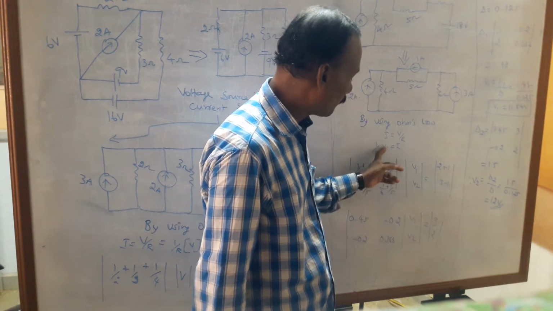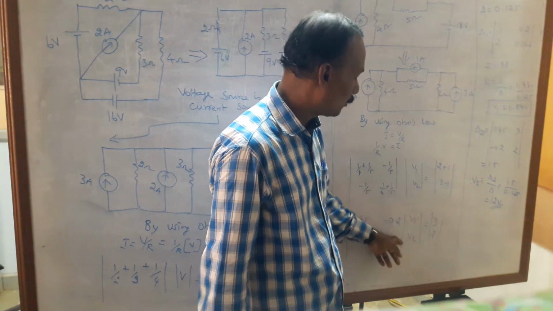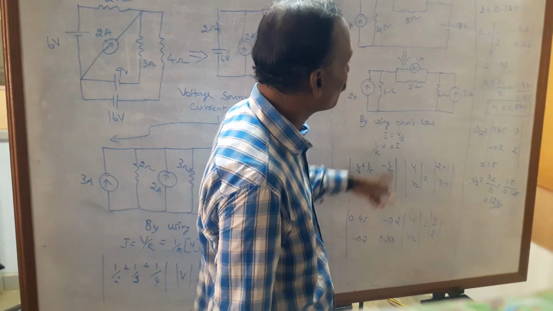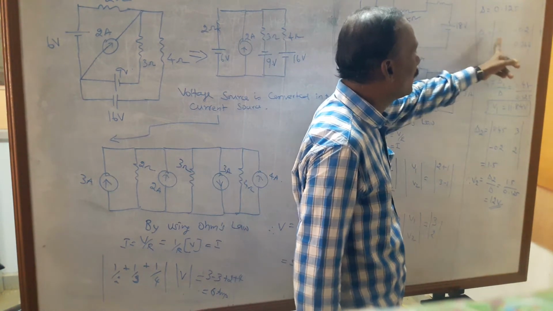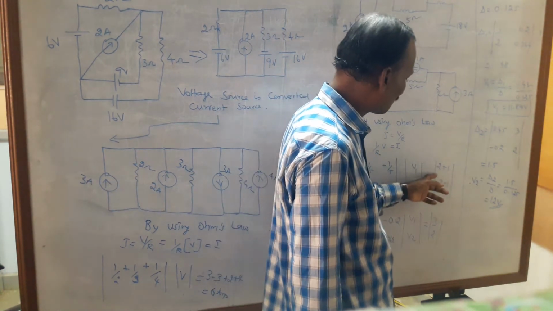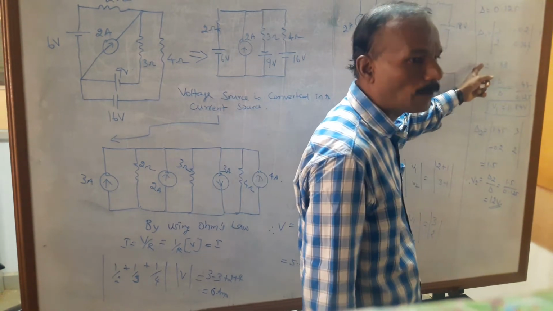The next term is V, the unknown values V1 and V2, because there are two nodes. The currents are 2 ampere and 3 ampere. Delta is calculated by using the matrix method: delta is equal to 0.125. Delta 1 replaces the first column of the matrix, so here 3 into 2. Now we calculate the value of delta 1: 1.48.